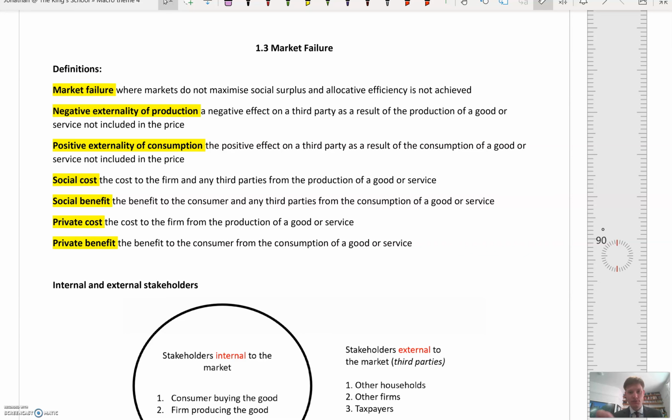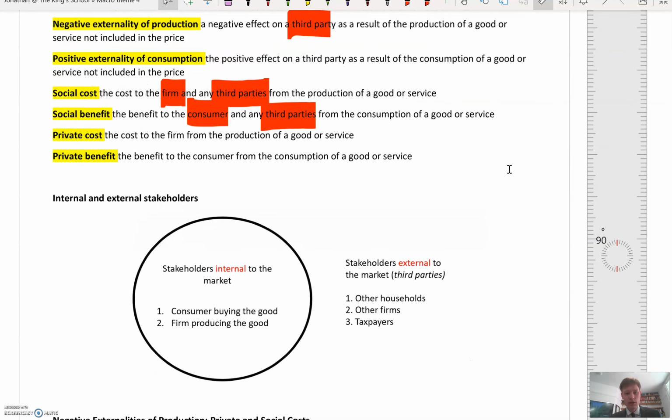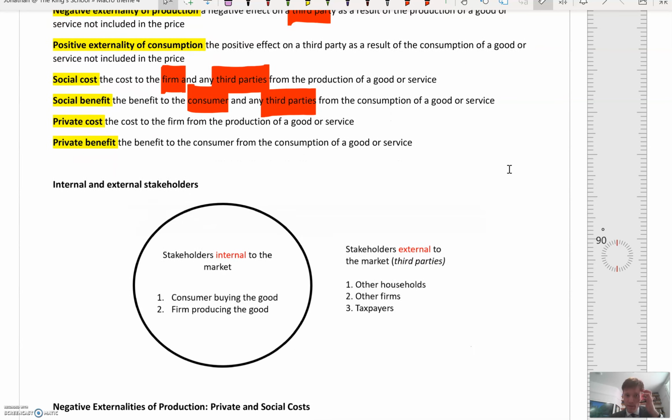Firstly, I'd just like to point out on the definitions, keywords. Keywords are third parties. They come up in negative and positive externality definitions. And the key thing about our social costs and benefits is that it comes up to the firm and the third party, or consumer and the third party. That's going to be a key thing to be considering as we go through the video, and it's something that I think a lot of people struggle with, and it's the reason why they don't understand externalities. I'll leave you to read the rest of those yourselves.